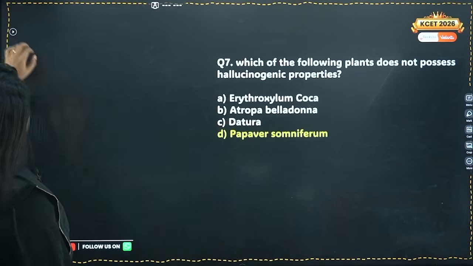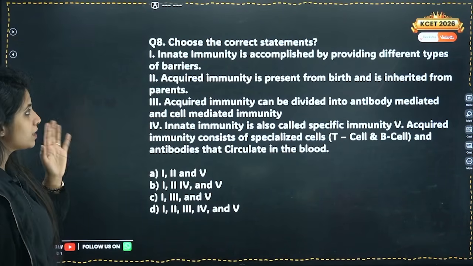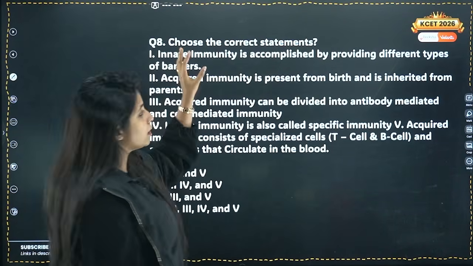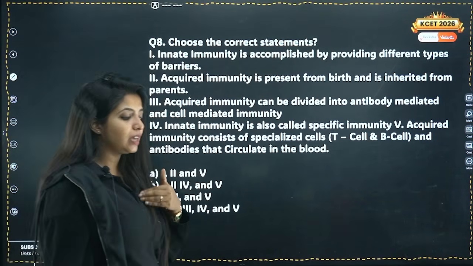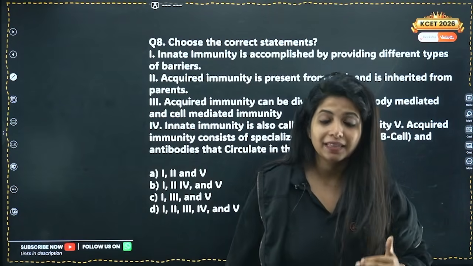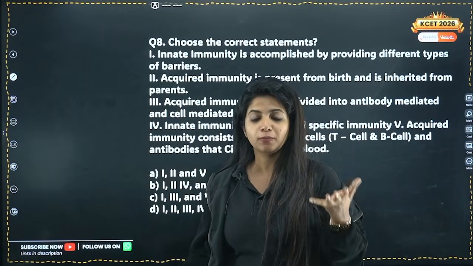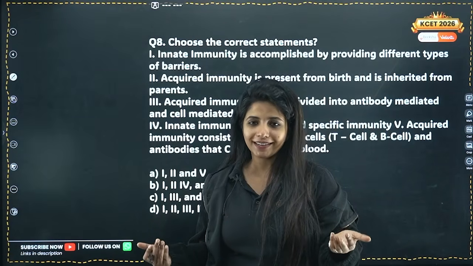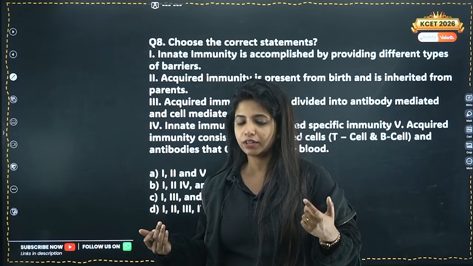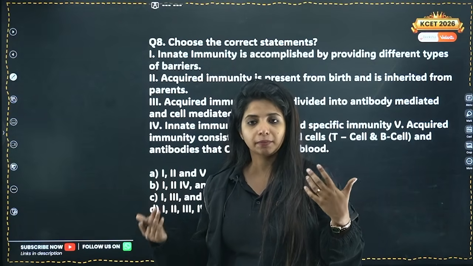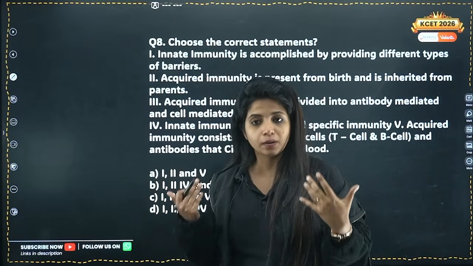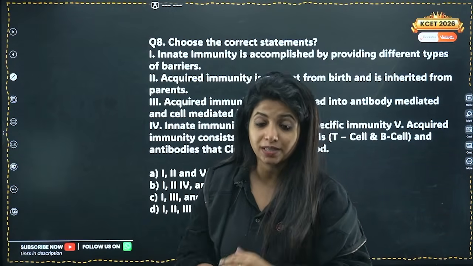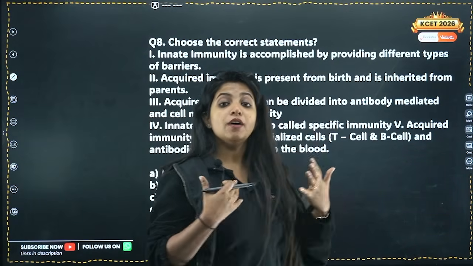Next question, question number 8. Choose the correct statements. Innate immunity is accomplished by providing different types of barriers. Innate immunity is something that is there with me from my birth. For example, have you seen anyone born without skin? Have you seen anyone born without tears? No, right? Very rare cases, about tears. But every one of us has skin, my dear children. Skin comes with our birth, and this is a type of immunity. You call it innate immunity, something that is with us from our birth.